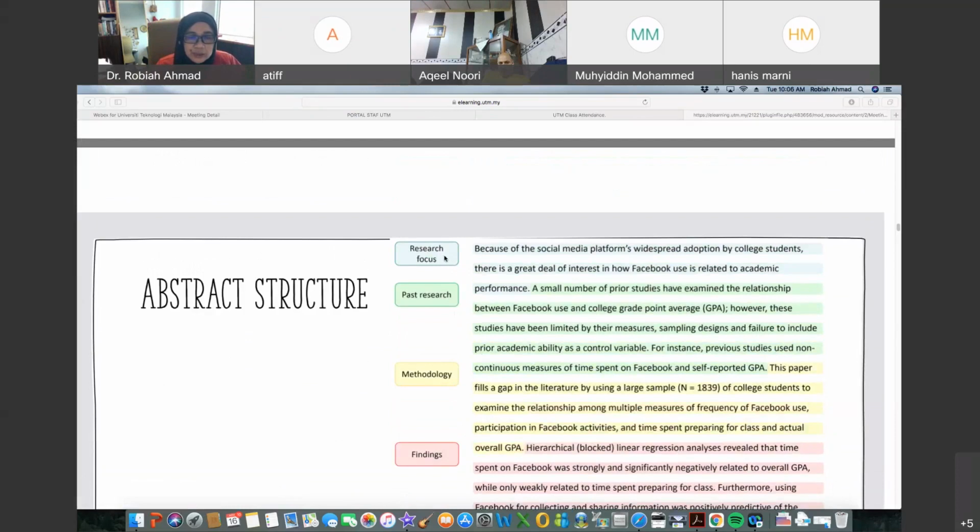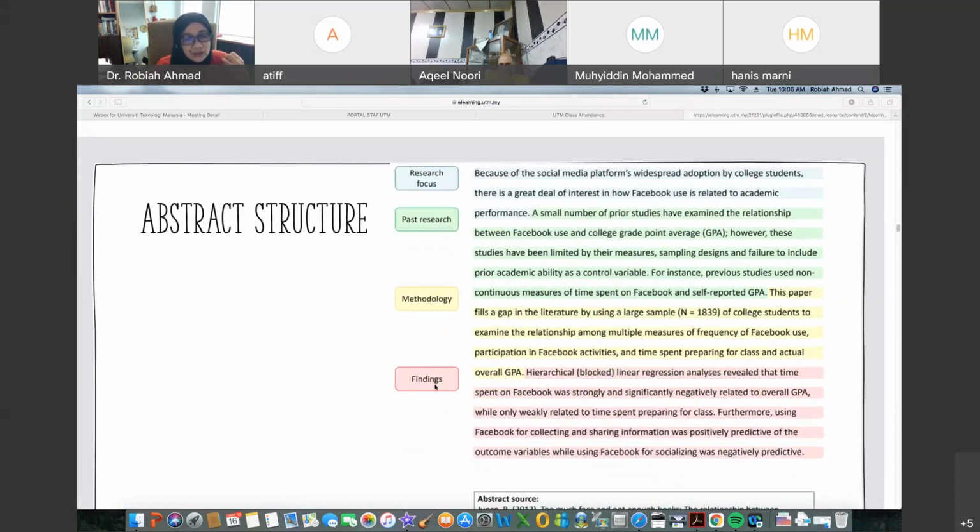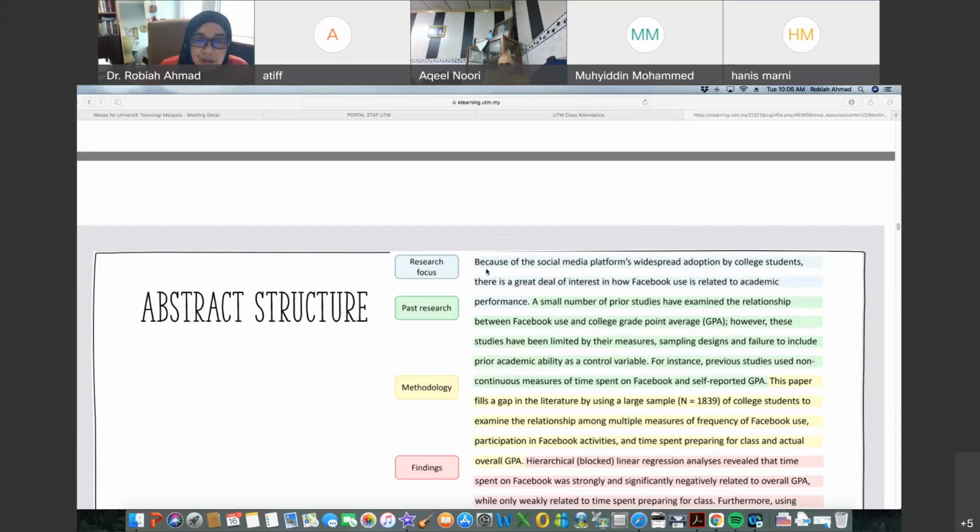The first one starts with the research focus. What is the research focus, what is the problem that we want to look at, and then some ideas on past research, and then the methodology, and then the findings that the author shared with us. Let us look. Because of social media platforms' widespread adoption by college students, there is a great deal of interest in how Facebook use is related to academic performance. Sometimes the author will add the problem statement in one sentence.